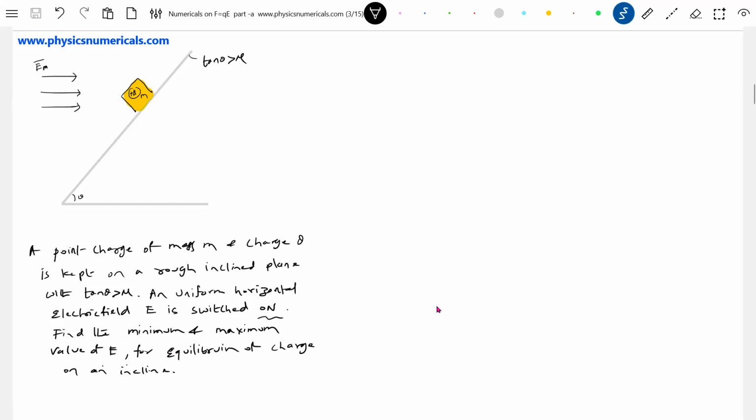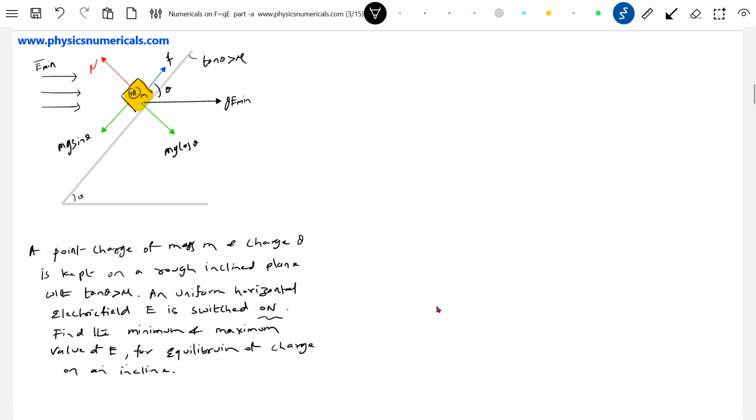When I switch on the minimum electrostatic field, what are the various forces? Electrostatic force qE minimum, then normal contact, then friction, then component of weight. Okay, these are the various forces that are acting: mg sin theta, mg cos theta, friction, and there's a normal contact.